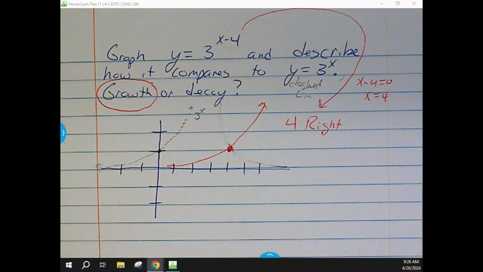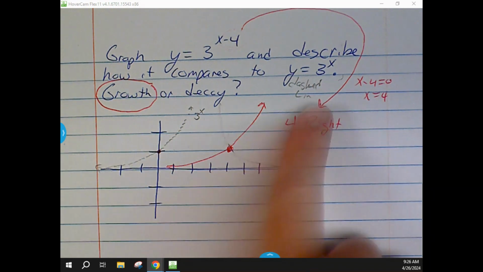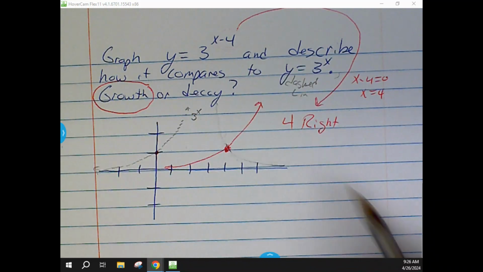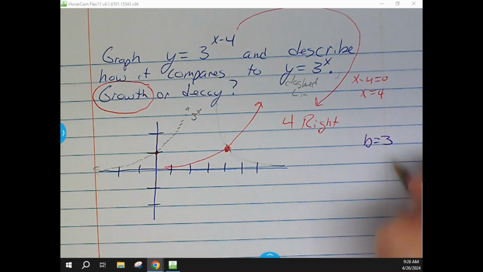So how do we know it was growth or decay? Because of the way the graph was going. Right. And we know it's growth or decay based on this number right here. So that's 3. Your base is 3, so your base is bigger than 1. In that case, your base is greater than 1, so we know it's growth.